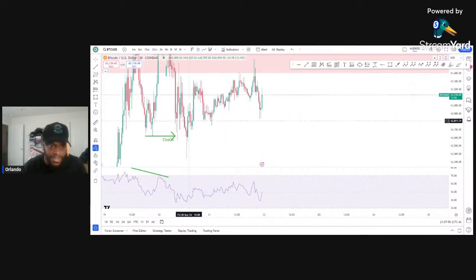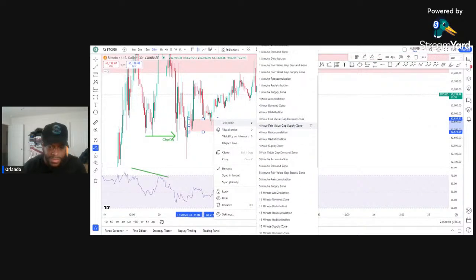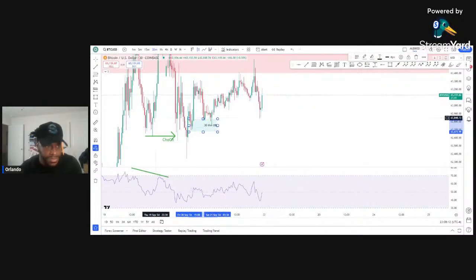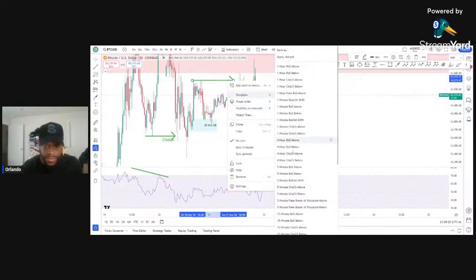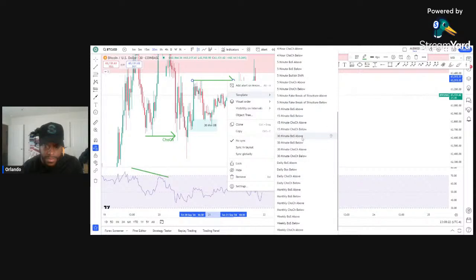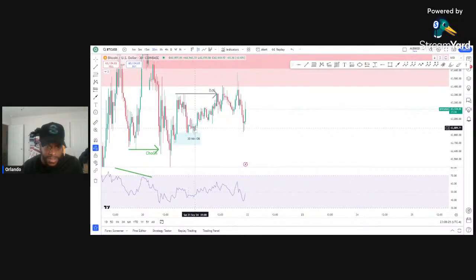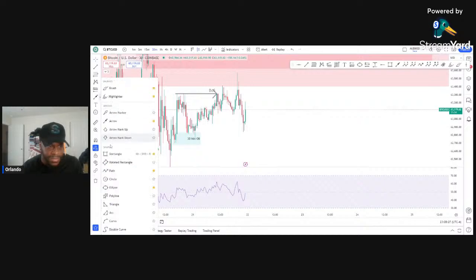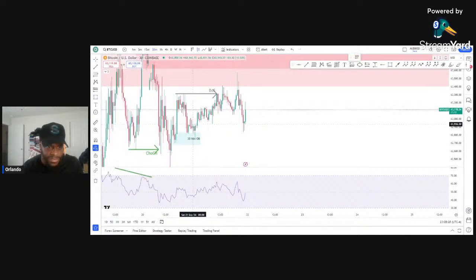So you got the market breaking structure right here and respecting the demand zone right here. This demand zone went up to go break structure right here. Okay, and then I have this unmitigated right here, and price went up from here.